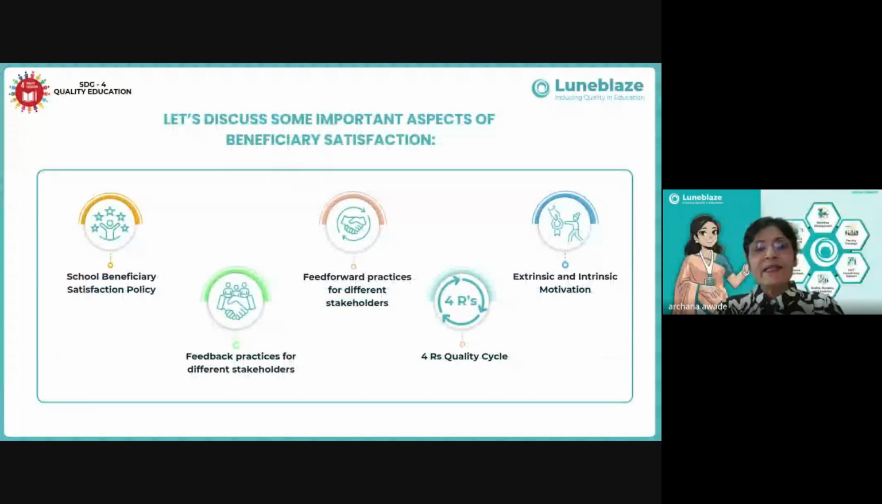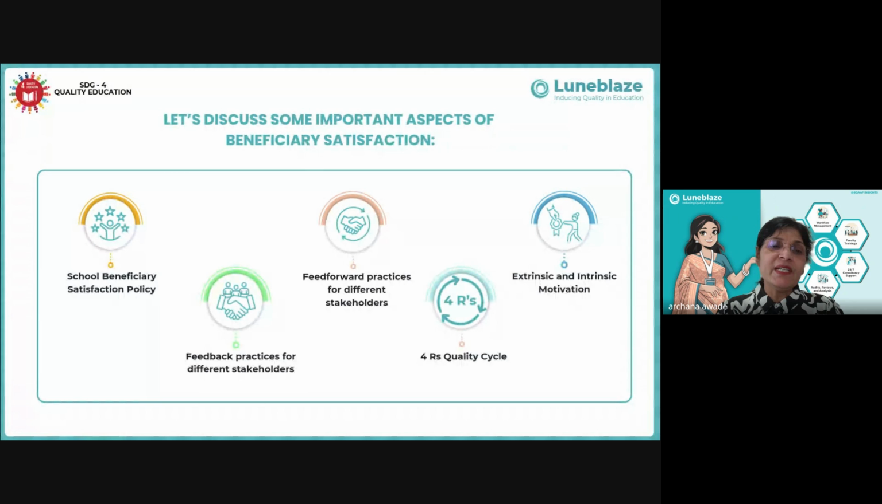Now let's look at the aspects that guide how schools can actually achieve and sustain that satisfaction. These are the practical tools and approaches we can use in everyday school operations. The school beneficiary satisfaction policy is one of the documents which a school can maintain. Every school should have a clear documented approach to how it values and measures beneficiary satisfaction. The policy should include how they want to collect and incorporate the parents' feedback or the alumni feedback, how they want to engage the alumni in school activities, and how they will have community activities in the school.